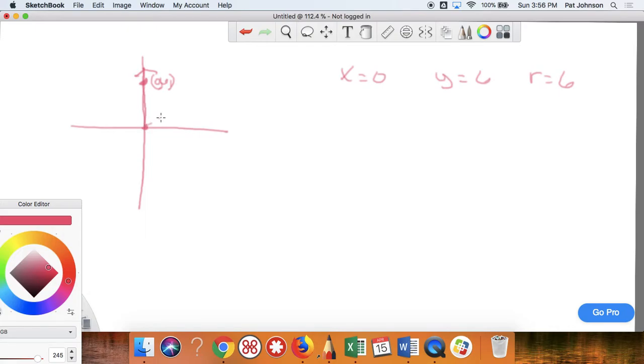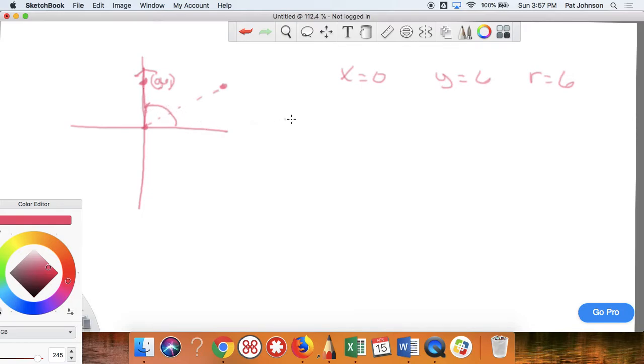Remember, when it's not a quadrantal angle, this point here is x, y, (0, 6), and we have a right triangle, so we use the Pythagorean theorem to find the length. That's my terminal side, my angle is from here to here, and this is essentially my r as well.